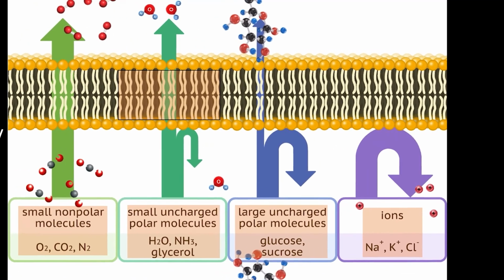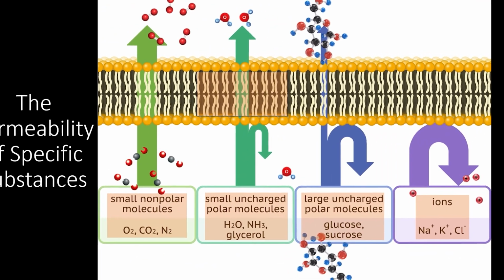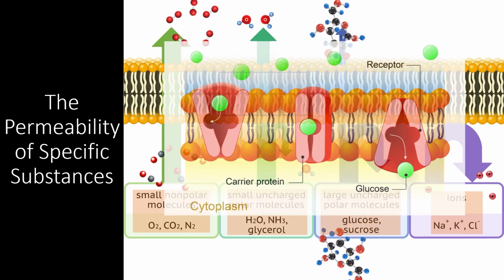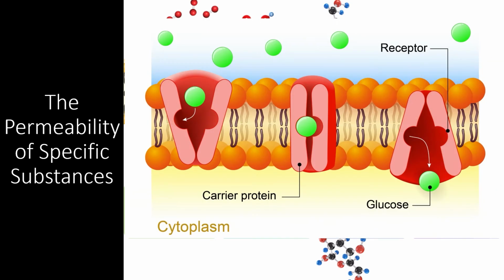However, cells still need to move these substances around. That's where membrane proteins come into play. For instance, glucose molecules can be imported to cells via specialized glucose carrier proteins. These proteins have an active site that is specific to glucose, so only glucose molecules can be imported.